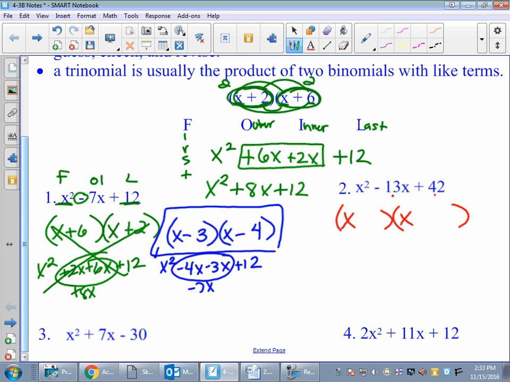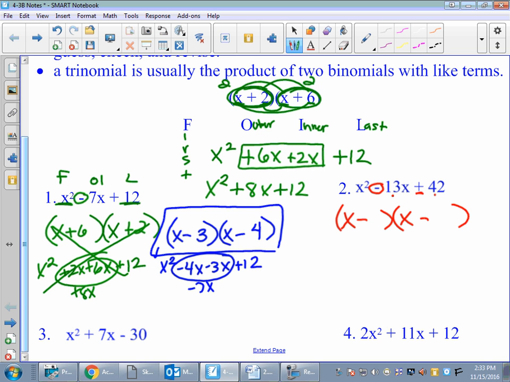So again, I have that negative that tells me if I'm combining, either one of them was negative or they're both negative. But the fact that when I multiply these two numbers, it's positive, tells me my signs were two negatives. In order to get a negative sum of 13, they have to be negative. And in order to get a product of positive 42, they both have to be negative.